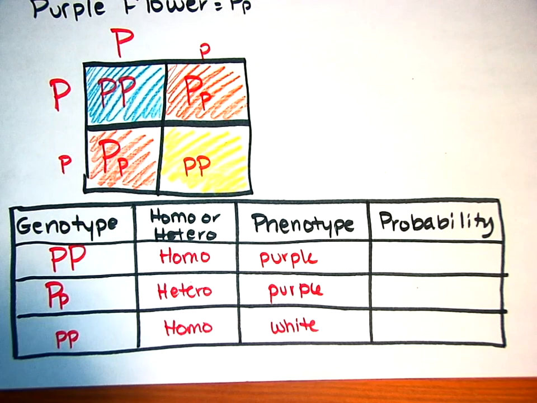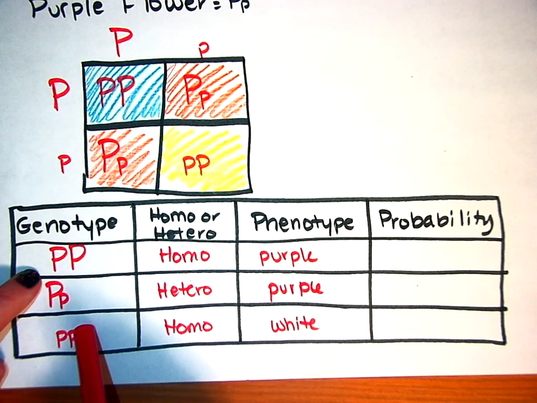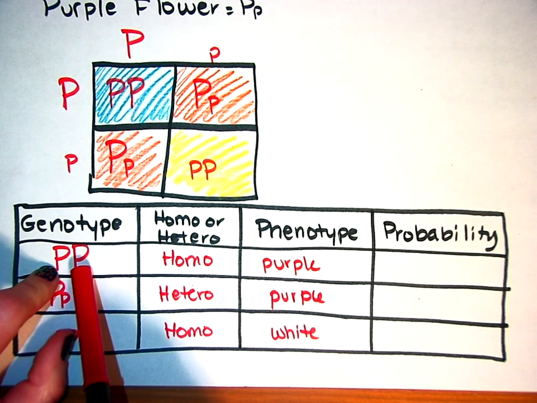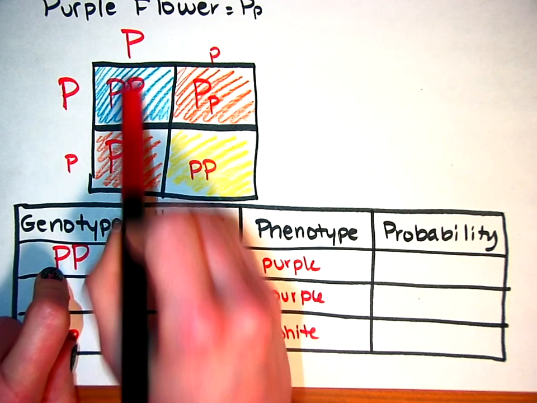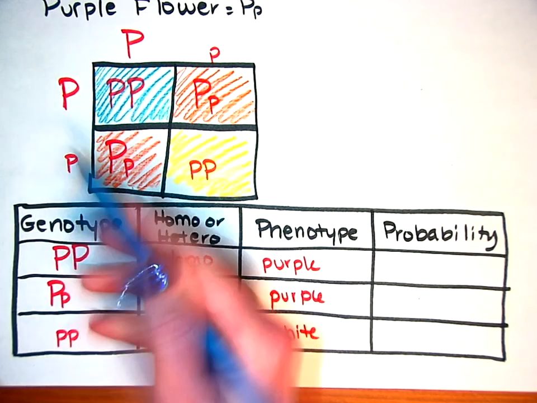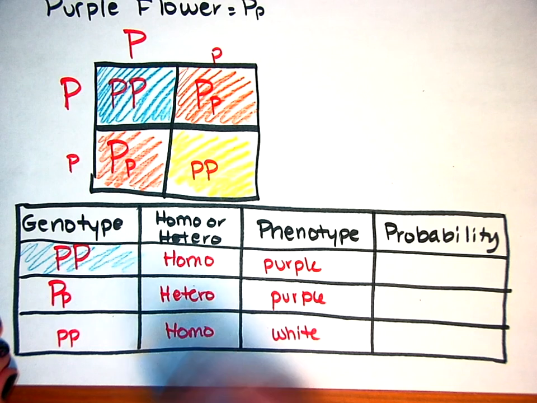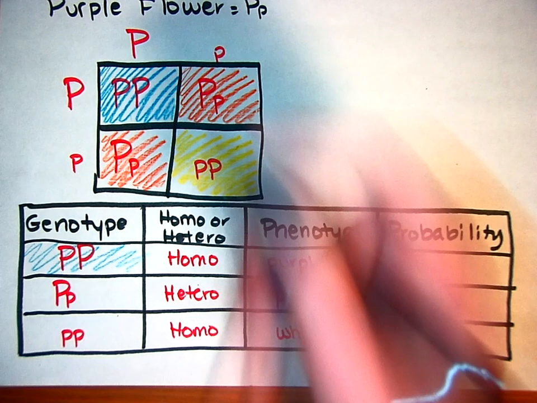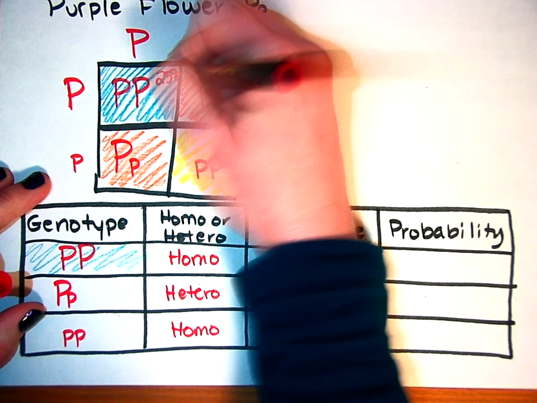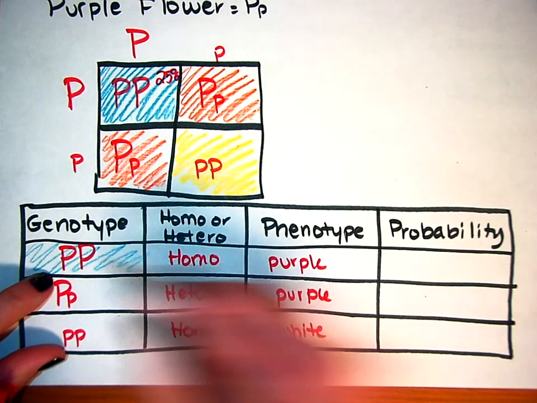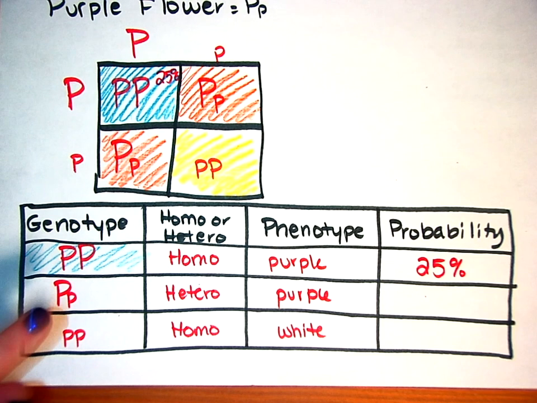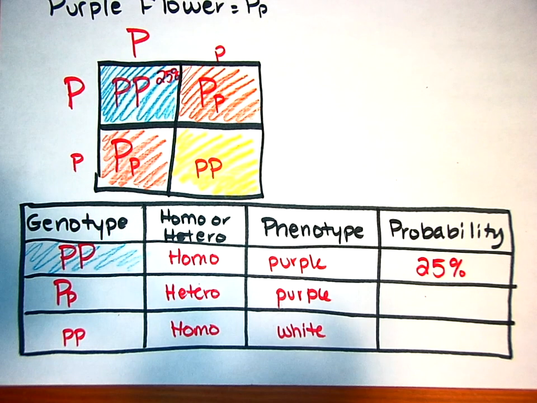Okay, now I need to know for each of these genotypes, what is the probability? Well, for big P, how many squares do I have? And since I know that big P, big P is the one that I color-coded blue, I look for how many blue squares I have. I have 1 blue square. Because each of these squares is 25%, I know that my probability for big P, big P is only 25%. 1 out of every 4 babies is likely to have that genotype.